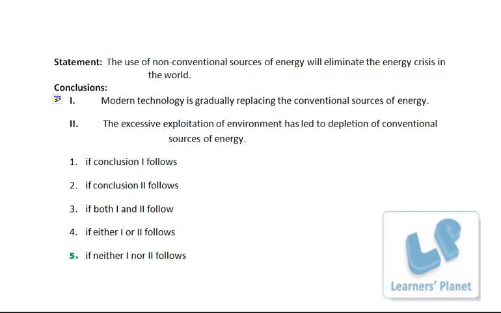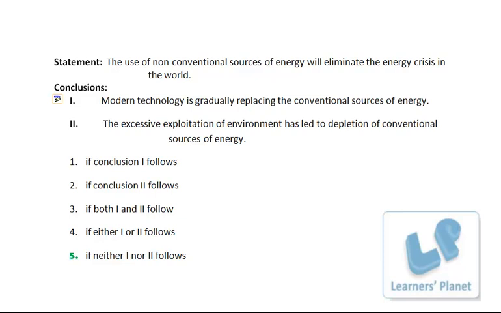The statement over here: the use of non-conventional sources of energy will eliminate the energy crisis in the world. The conclusion over here: modern technology is gradually replacing the conventional sources of energy. So just read the statement carefully. The use of non-conventional sources of energy will eliminate, right? The process has not yet started. So we cannot conclude that modern technology is gradually replacing, because the process has not yet started. It will eliminate, right? It is not there already. So the first one cannot be concluded.